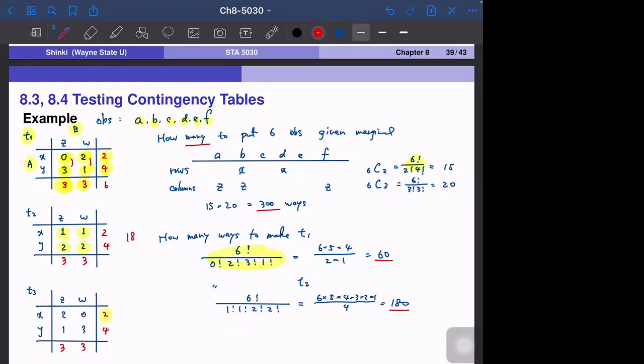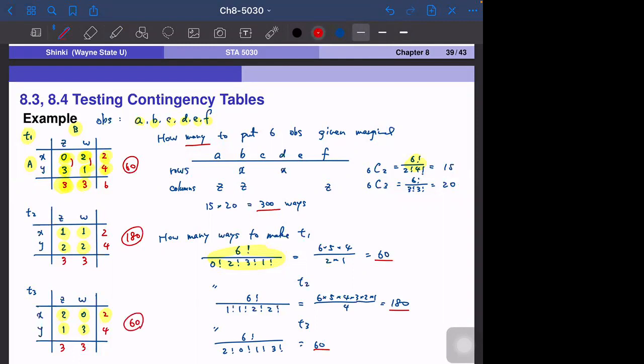And you can calculate the last one. The last one is actually the same as the first one in terms of the number of ways to make this table. Because for the last one, T3, this is 6 factorial, and again the 2 factorial, 0 factorial, 1 factorial, and 3 factorial. So this is again 60. So 60 here.